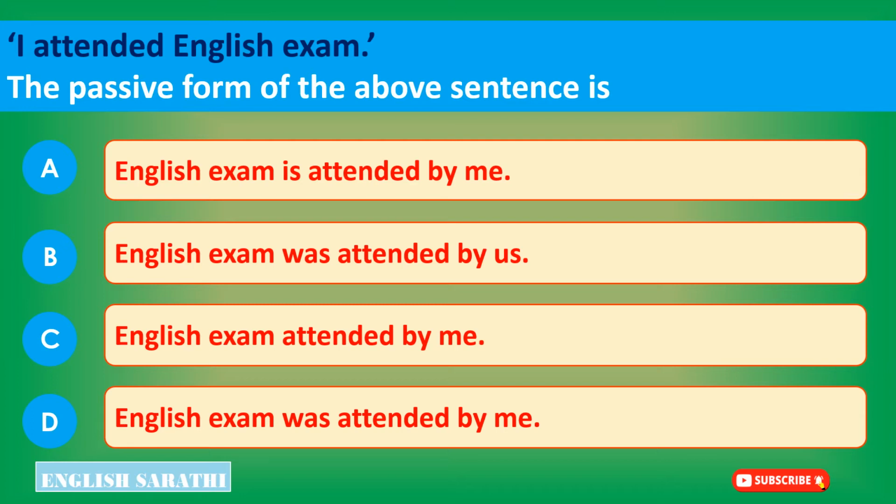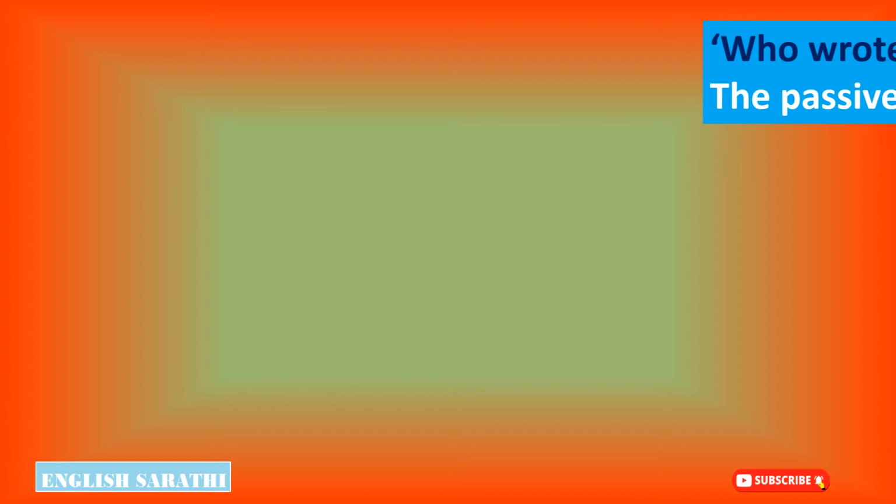Option C. English exam attended by me. Option D. English exam was attended by me. The correct option is option D. English exam was attended by me.